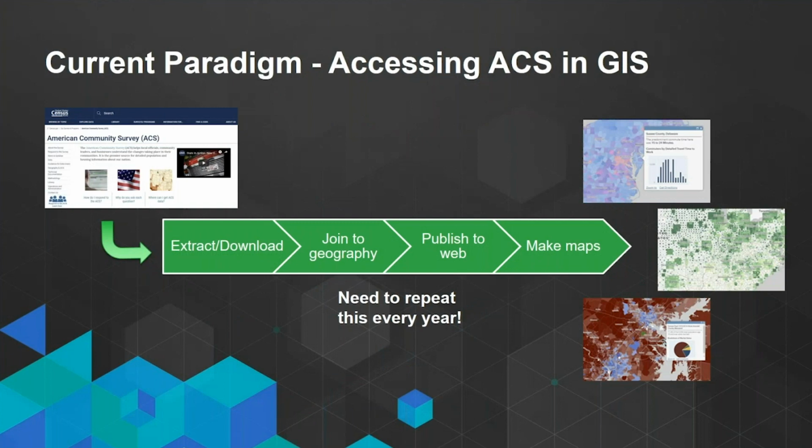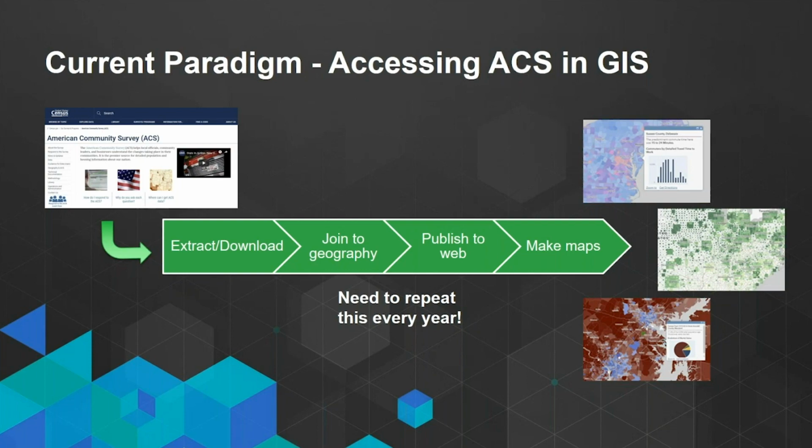If you've ever built a web map before with ACS data, you'll know that it's a pretty cumbersome process. You have to download the census data or the ACS data from the census website, then join it to a geography file and hope that your leading zeros don't mess you up along the way. And then you've got to publish it to the web and hope that that goes well. And then finally, you can make those web maps that you'll see in the right-hand side of your screen. Once you do that, new data comes out every year. So your web maps now are out of date. You'll need to repeat this process every year.